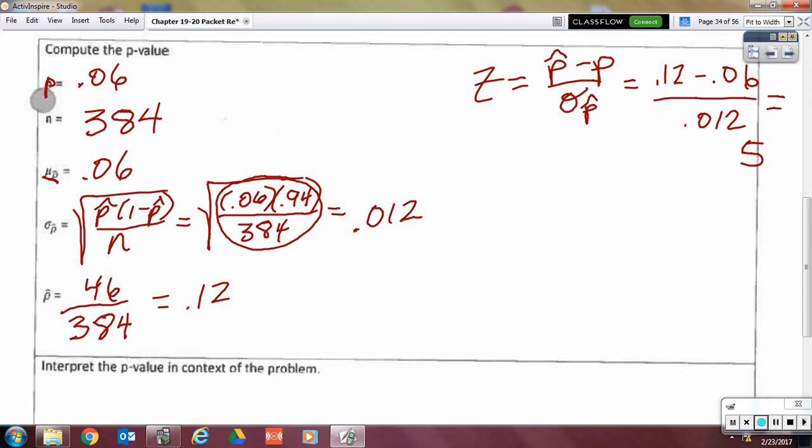5 exactly? Cool. All right, so it came out to be 5 exactly. So, hey, what does a z-score of 5 mean? Let's remember what normal model stuff means. What does a z-score of 5 mean?